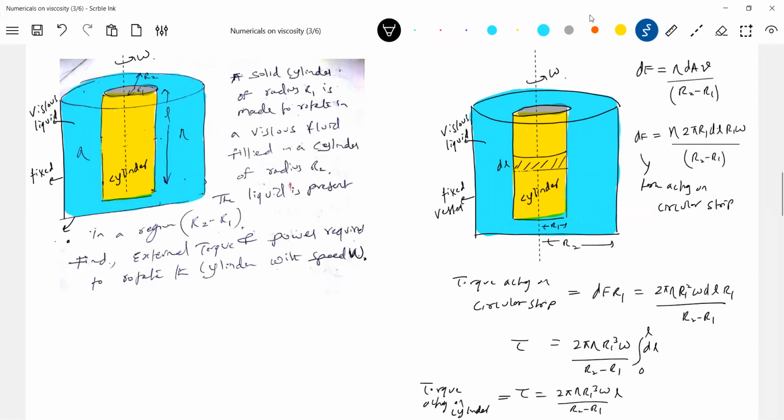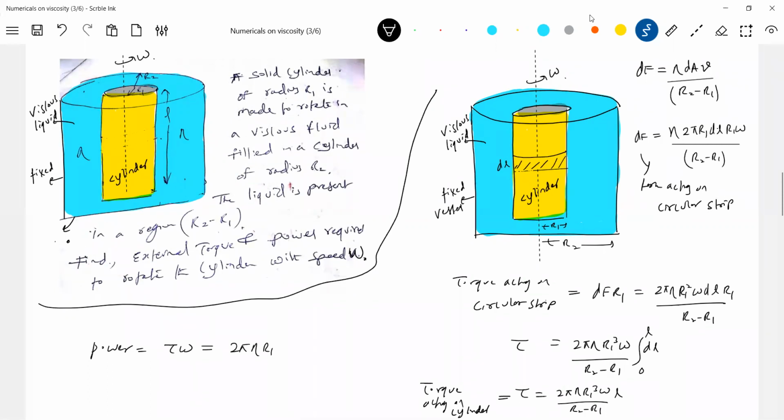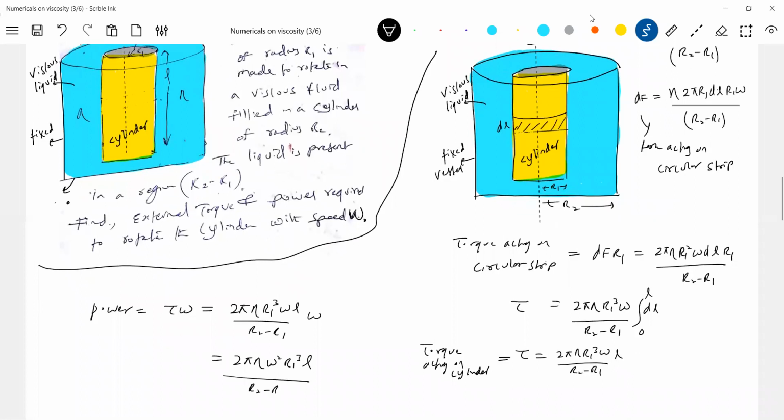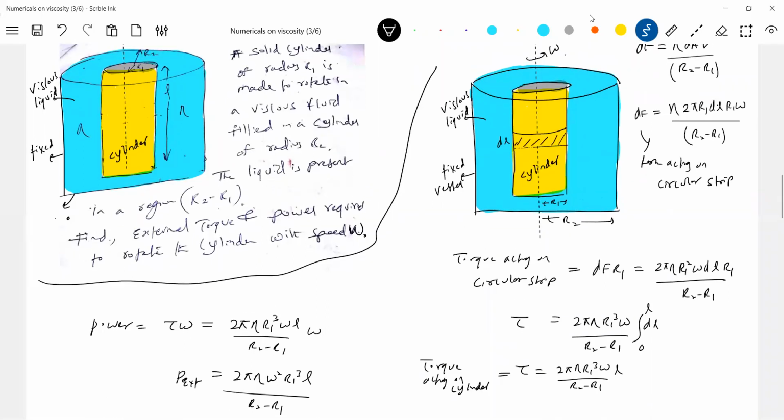Similarly, I want power. What power should I have to rotate this cylinder? Power is equal to torque into omega. So shall I multiply? 2 pi eta R1 cube omega L by R2 minus R1, into omega. This much external power should be applied on the cylinder to maintain its angular velocity omega.